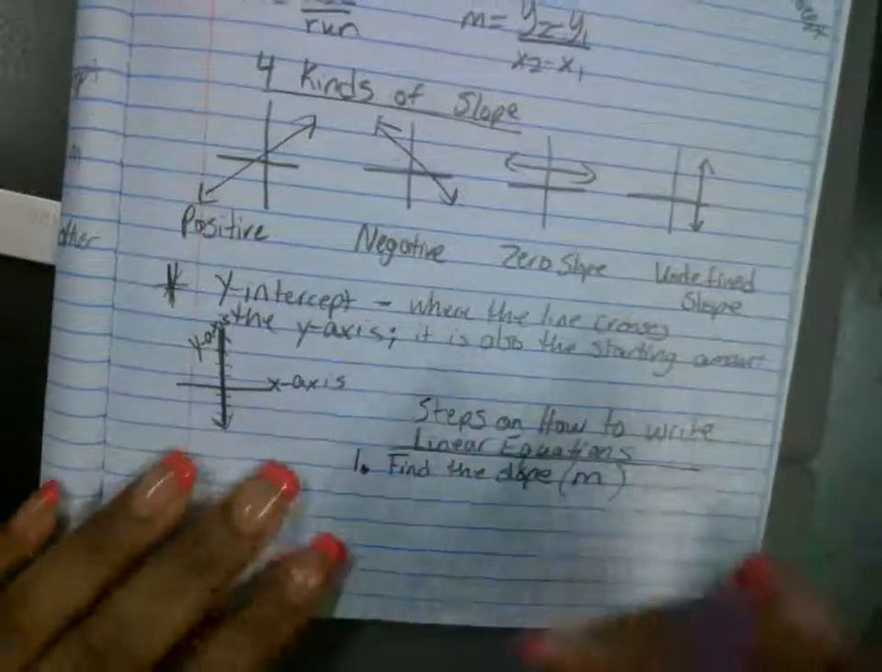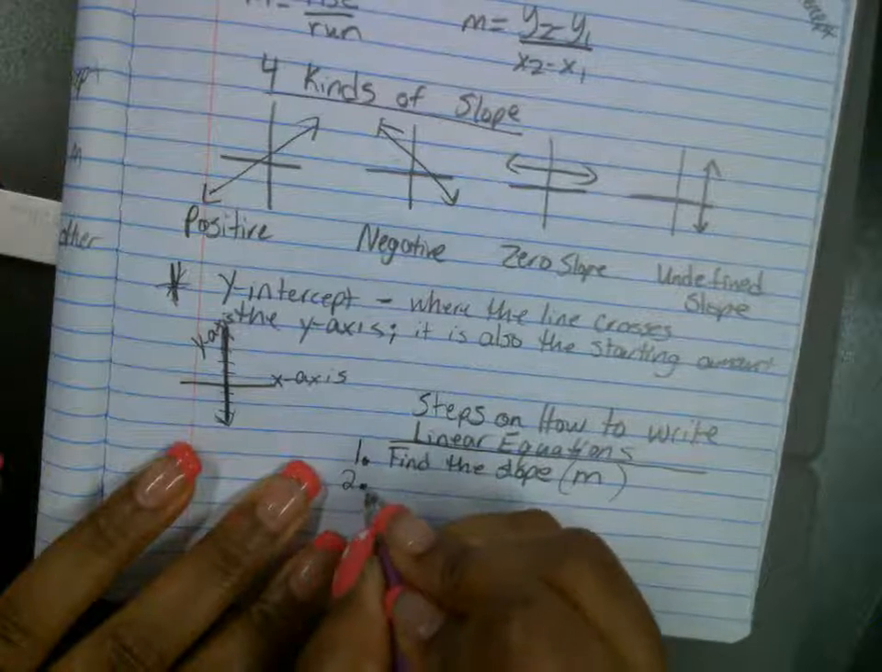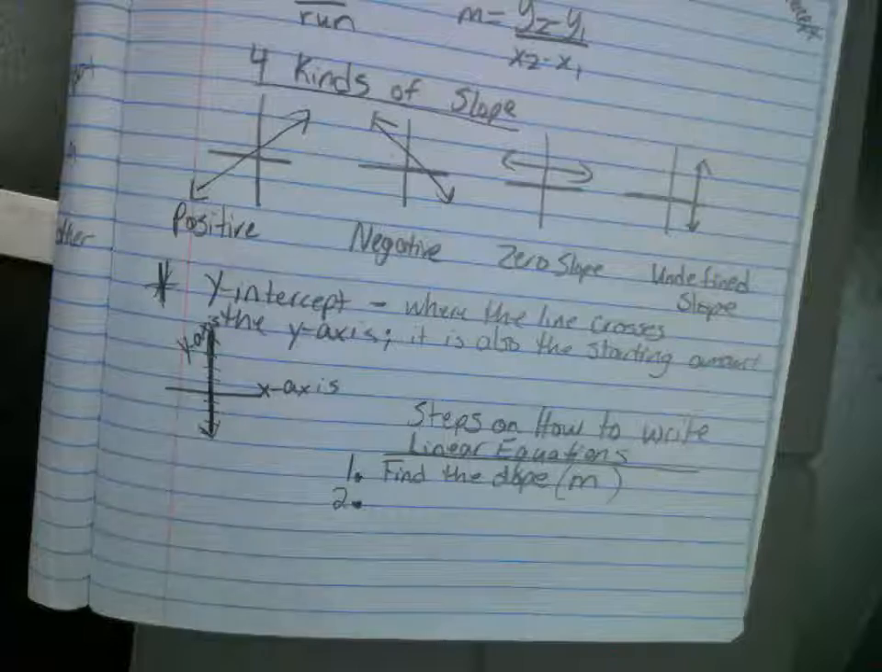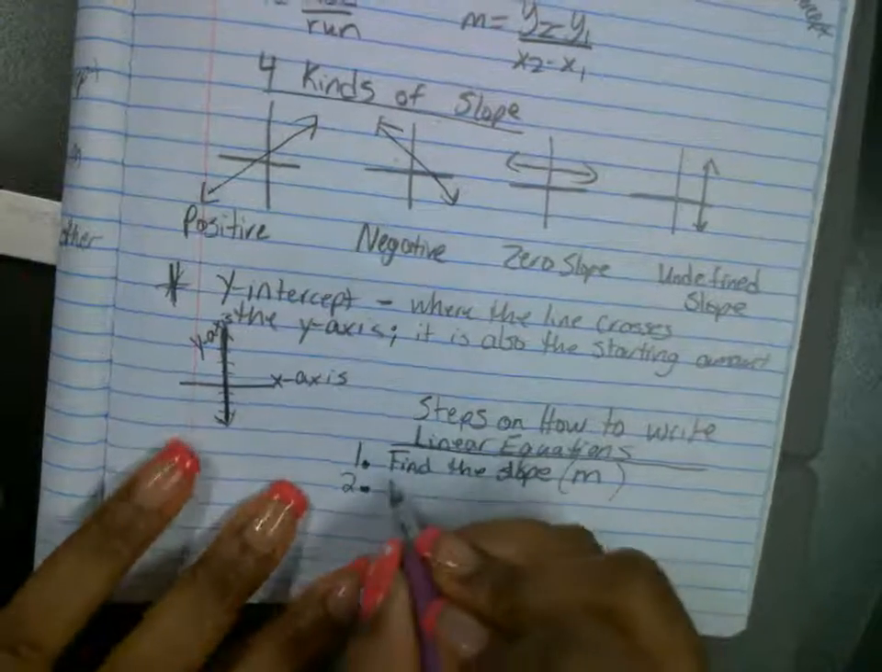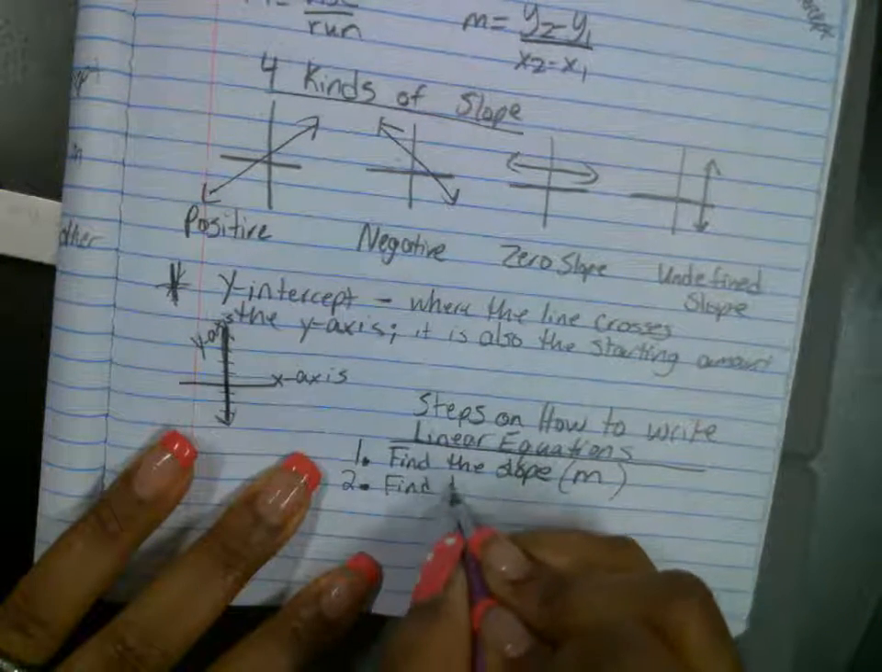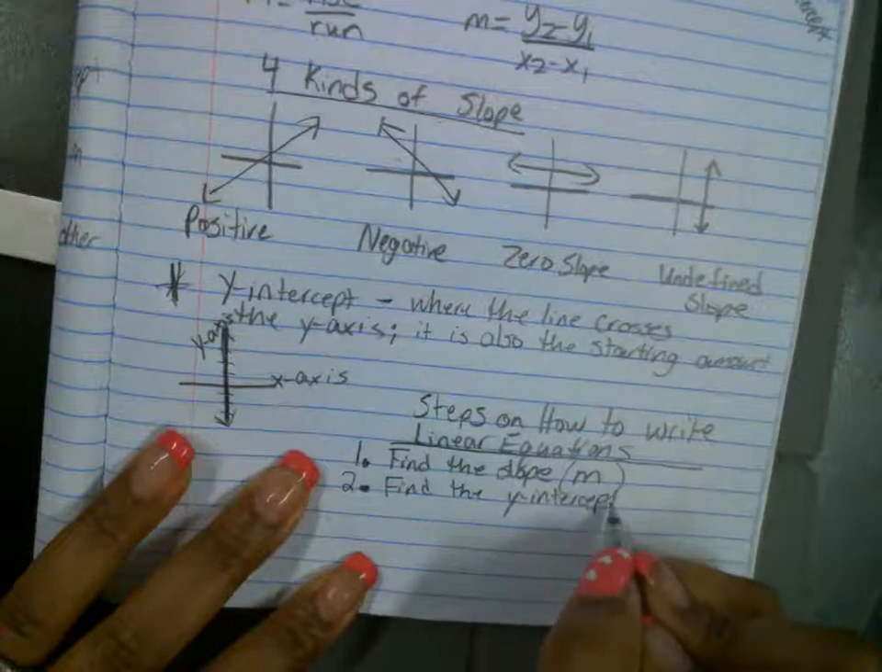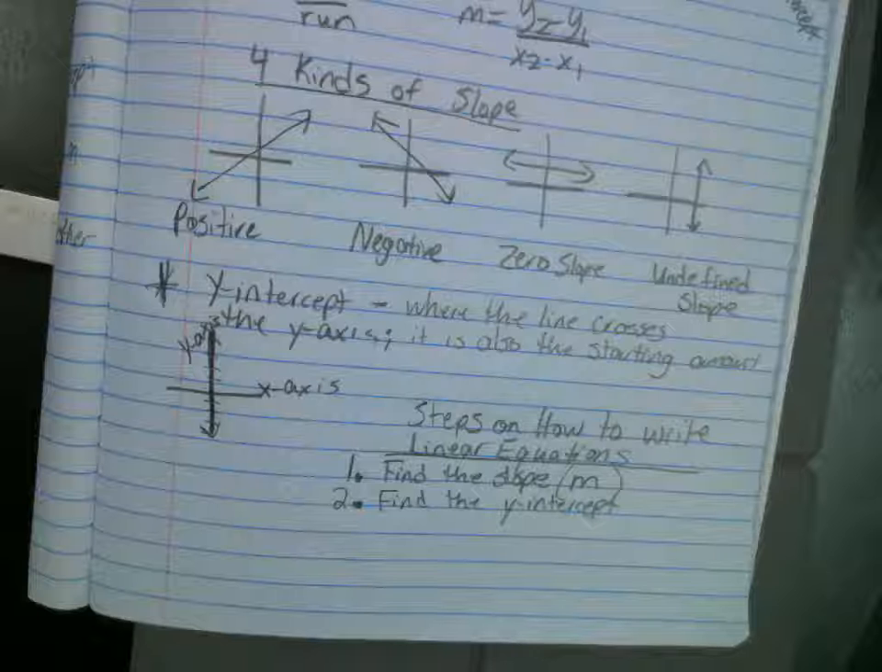All right, what's the second step to writing a linear equation? What was the second thing? Yes. Find the y-intercept. Very good. Find the y-intercept. Okay. What's the letter for y-intercept?